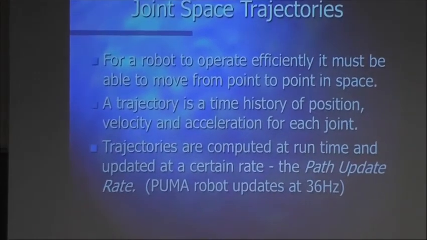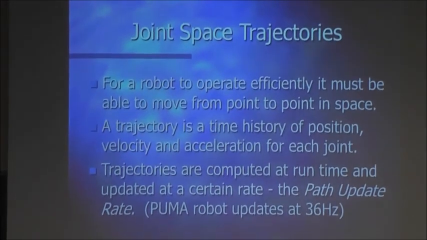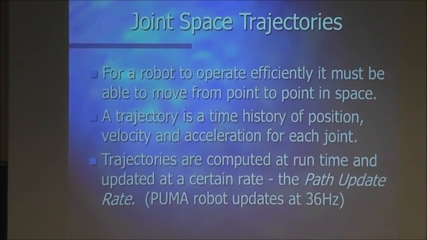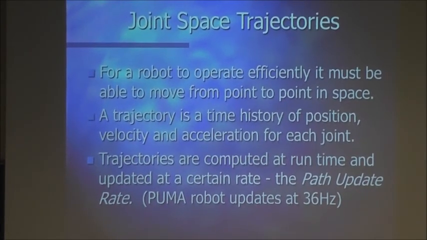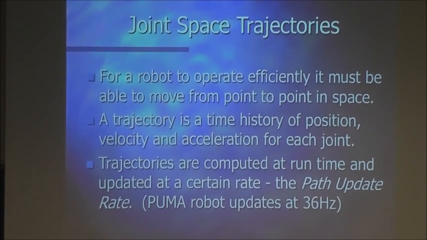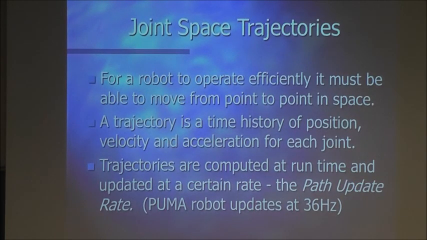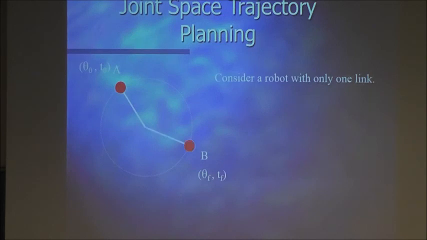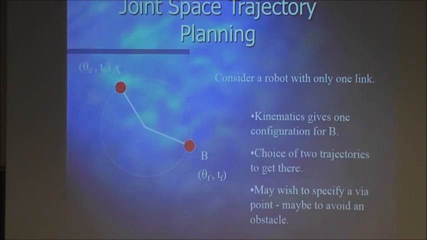Joint trajectory. The robot needs to move from A to B through a trajectory, and you need to create a time history of position, velocity, and acceleration for every single joint. Okay? Trajectories are computed at runtime and updated at certain rates. For example, if you have to go from point A to point B, you have 2 ways to do it. You can go this way, or you can go that way. That's your trajectory.